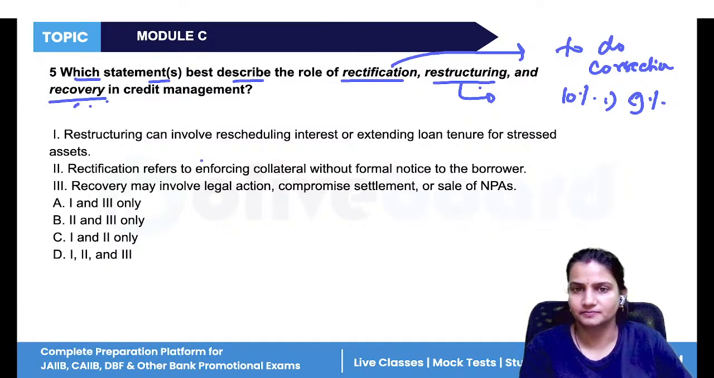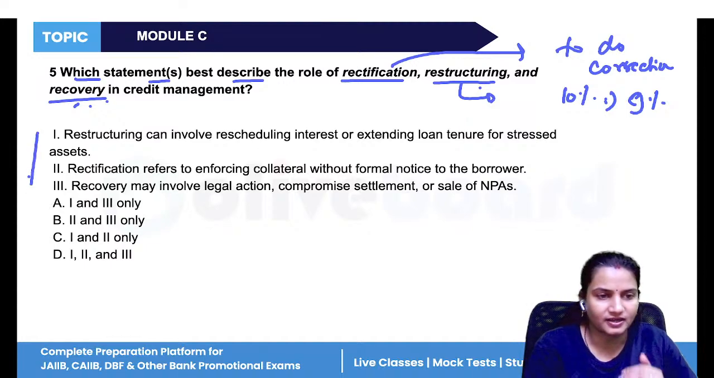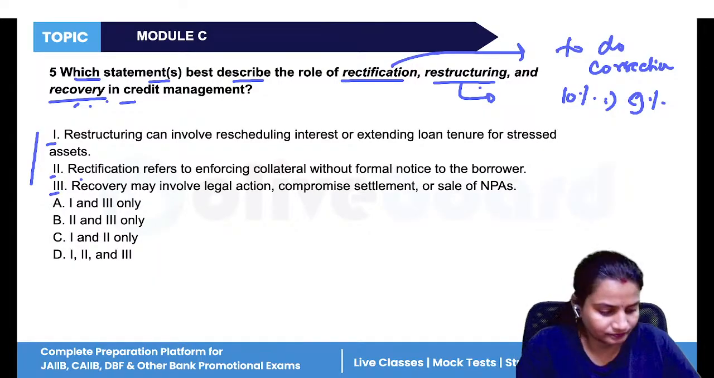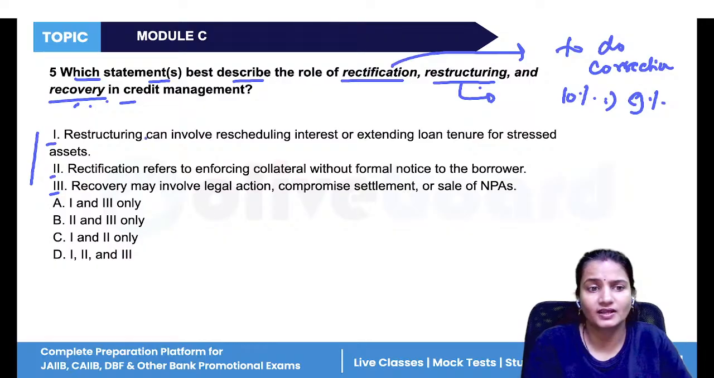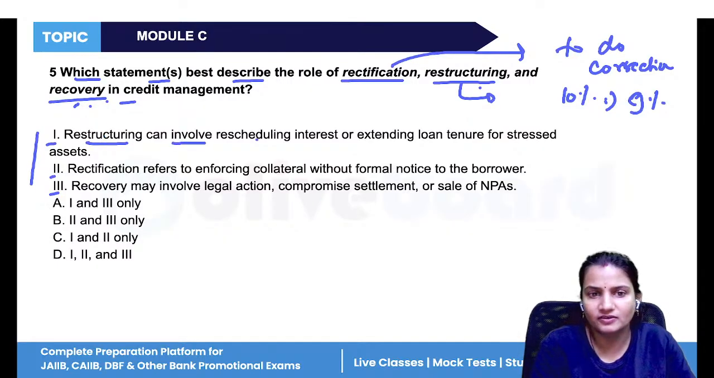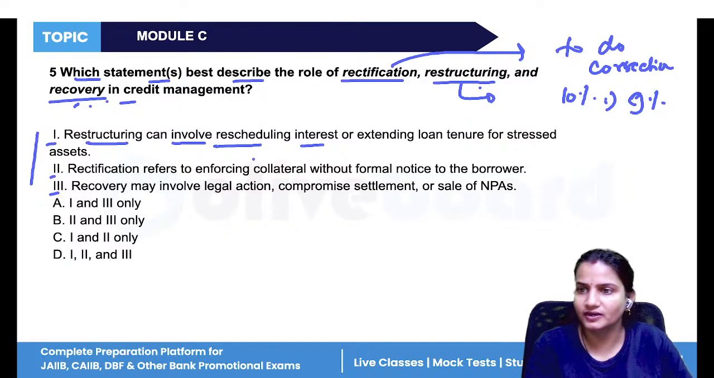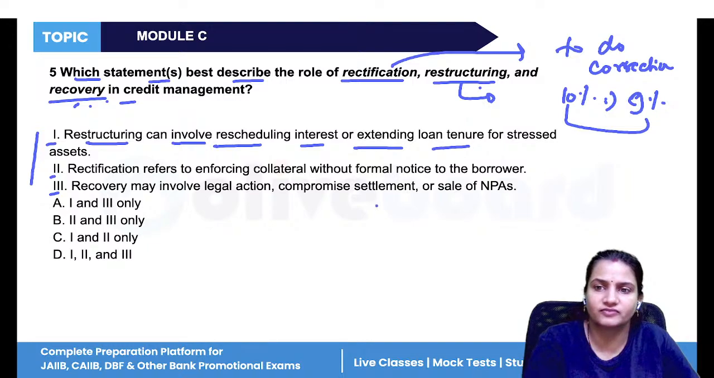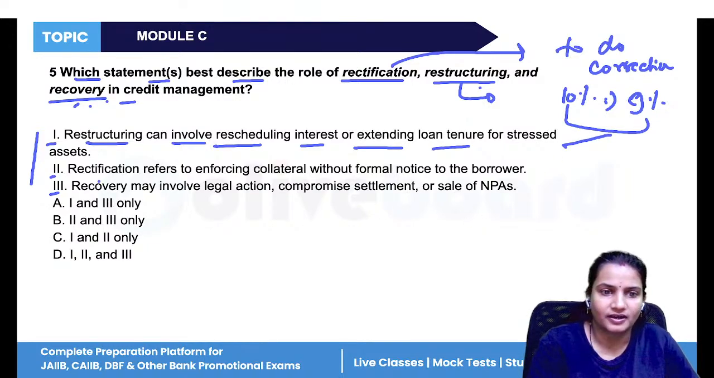That is what recovery. Now you have to find which statement is correct or which statement is not correct. So the correct statement you have to find among these three statements. If you see, restructuring, it involves rescheduling interest. Yes, you reschedule interest. You cut down the interest from 10 to 9% or 10 to 8%, so that at least at the rate of 8% I should recover my money. Or you give more time period for stress asset. Yes, this is correct.